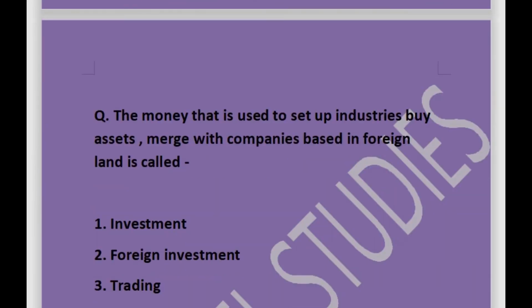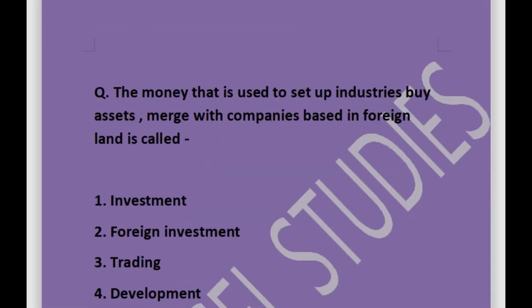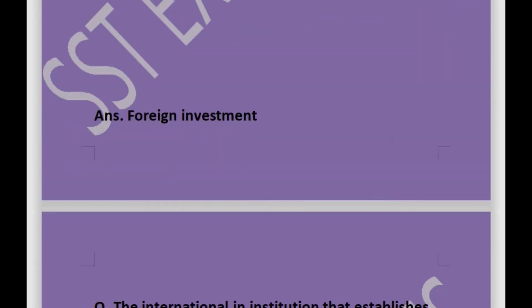Next question is: the money that is used to set up industries, buy assets, merge with companies based in foreign land is called? Options are investment, foreign investment, trading or development. Answer is foreign investment.